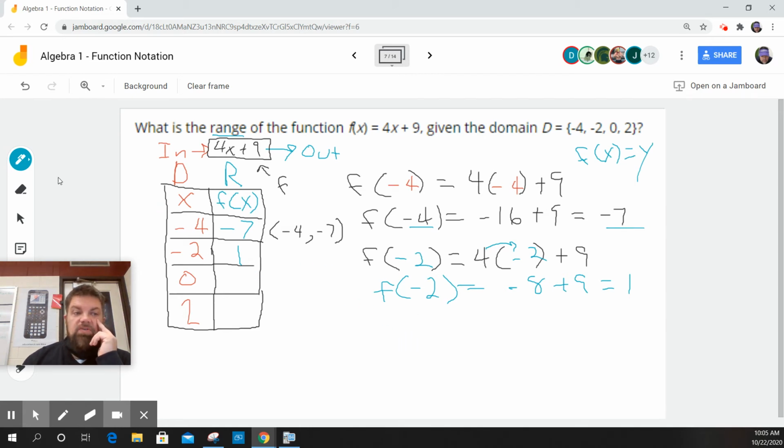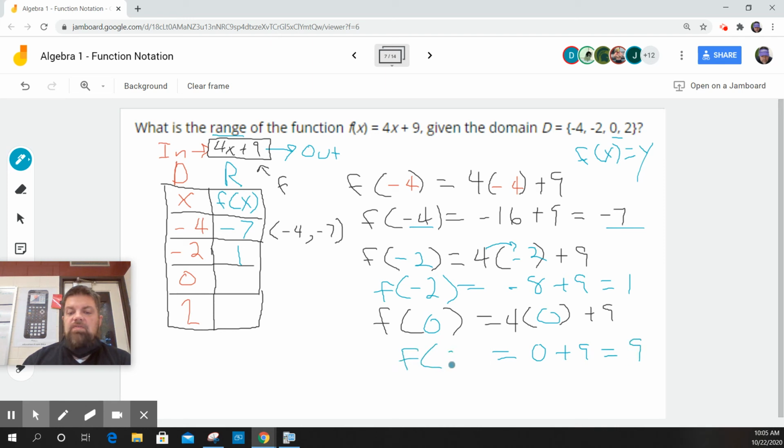Next, I'm going to evaluate my function at another number from the domain. This time, I'm going to evaluate it at 0. So I'm going to say f of 0 is equal to 4 times 0, which is just 0, plus 9, which is equal to 9. So f of 0 equals 9.